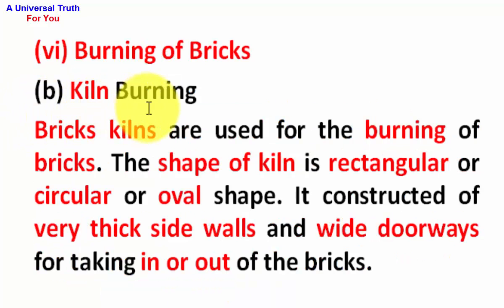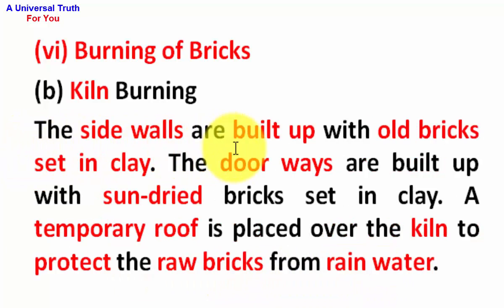B point, kiln burning. Brick kilns are used for the burning of bricks. The shape of the kiln is rectangular, circular or oval. It is constructed of very thick side walls and wide doorways for taking bricks in or out. The side walls are built up with old bricks set in clay. The doorways are built up with sun dried bricks set in clay. A temporary roof is placed over the kiln to protect the raw bricks from rainwater.